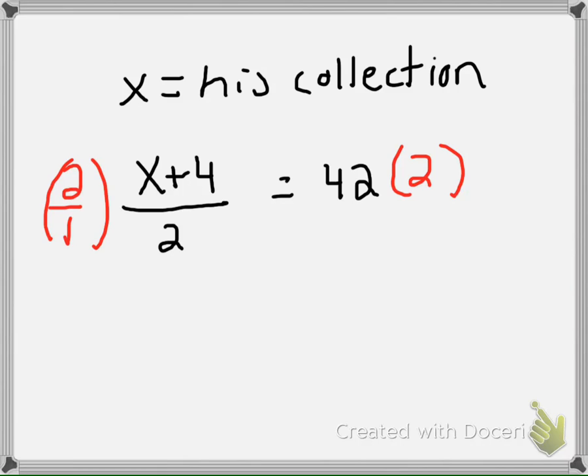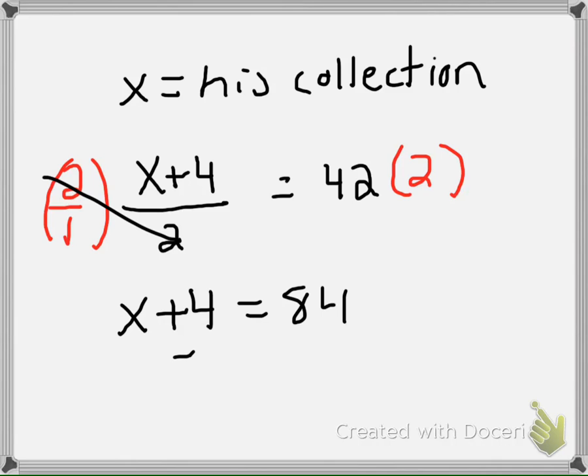Okay, so when I do that here, this 2 divided by this 2 is equal to 1, and 1 times x over 4 is x over 4. So this cancels, and all I have left is x plus 4. Okay, because 2 divided by 2 is 1, and 1 times x over 4 is x over 4. Over here, if you do 2 times 42, you're going to get 84. You have one more step left.